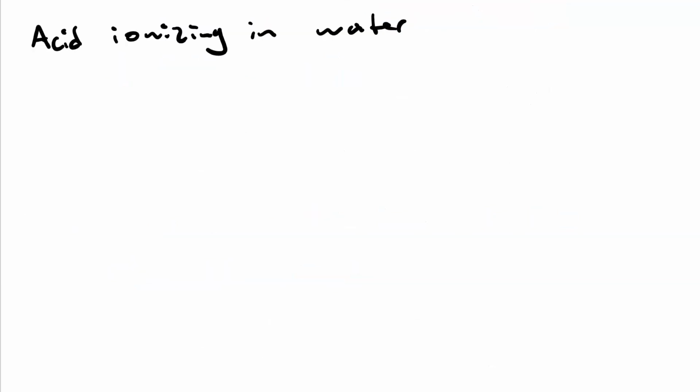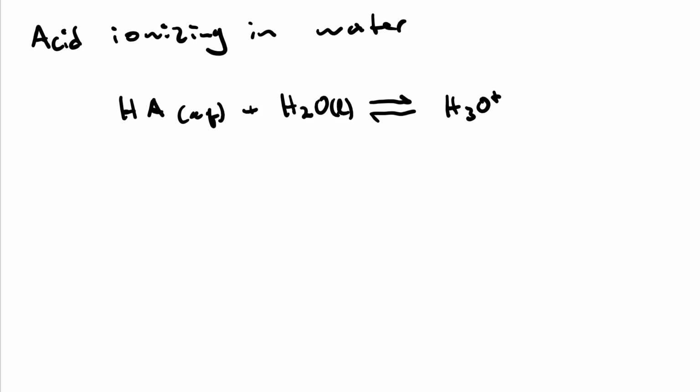For an acid ionizing in water, in general, the chemical formula of the acid will be HA. We're reacting it with liquid water here, so H2O liquid. We'll end up with a hydronium ion and an A- ion, the conjugate base.